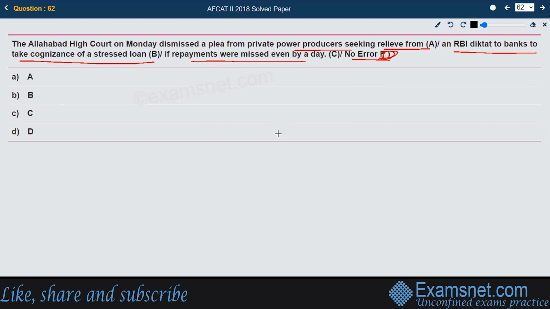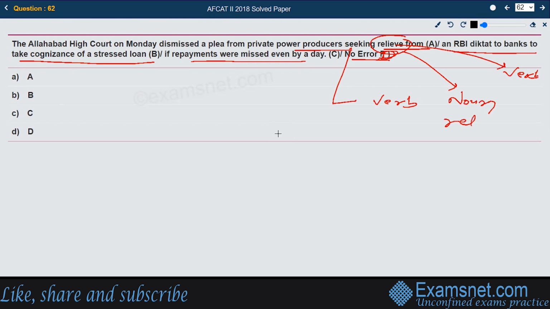So if we read that again, Allahabad High Court on Monday dismissed a plea from private power producers seeking relief. Seeking itself is a verb. So the next thing that should come should be a noun. But relief is itself a word. So there cannot be 2 verbs in a sentence. So there has to be a noun coming here. So what is the noun related to the verb relieve?